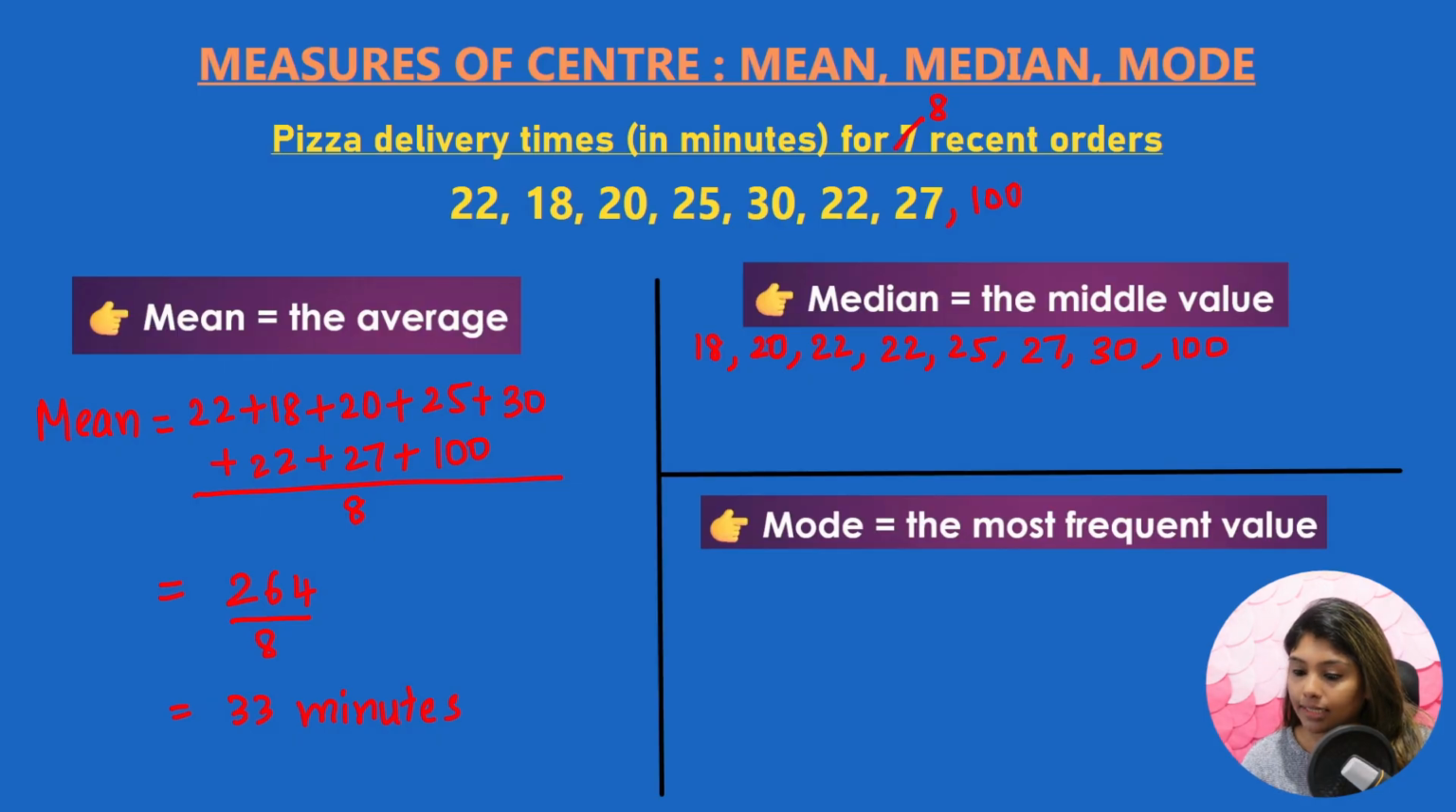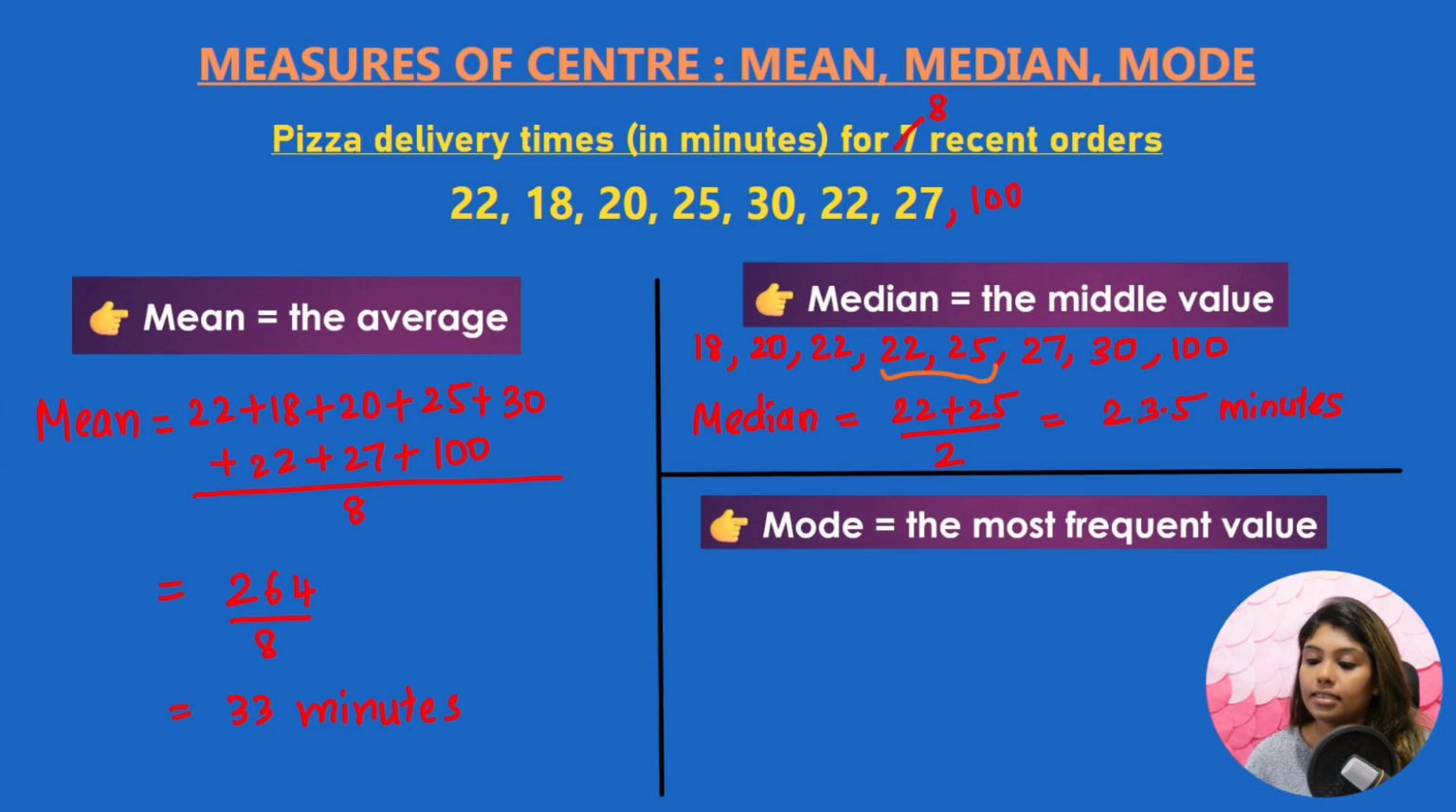So I'm going to underline the middle values here. 1, 2, 3, 4. So 4th and the 5th. So these two are the middle values. Now to find the median, we just need to find the average of these two numbers. So median equals 22 plus 25 divided by 2. So that gives us 23.5. So 23.5 minutes is the median of this data.